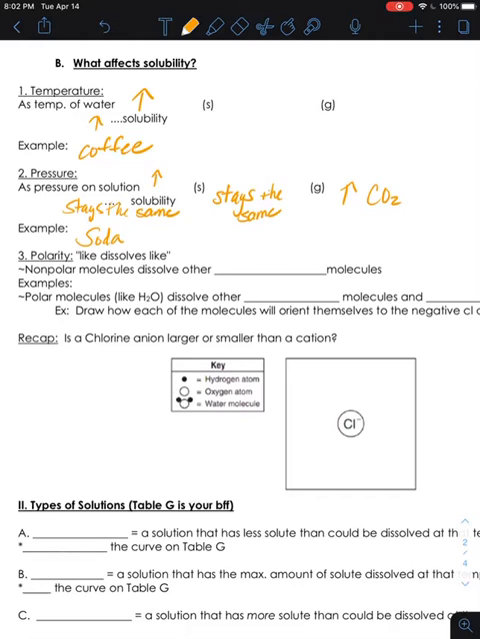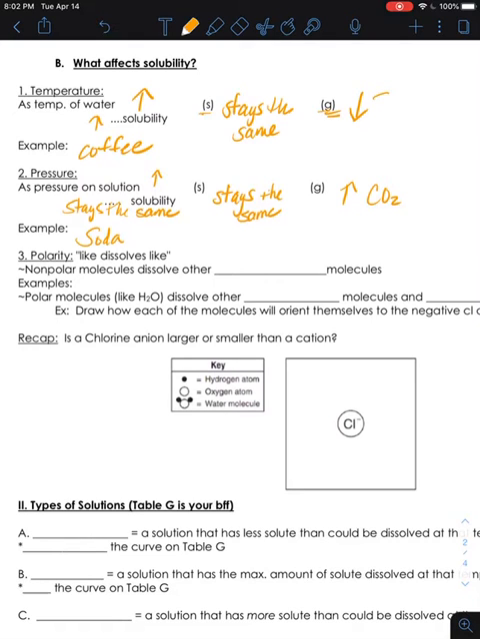So let's go back up here and look at the examples of solid and gas for temperature. Okay. Do solids dissolve within solids? Most of the time not. So in the example of a solid, it stays the same. But when we're talking about a gas, as the temperature increases, believe it or not, the solubility decreases for gases.